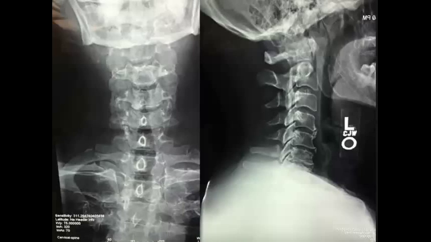The following is an illustrative case of cervical stenosis from ossification of the posterior longitudinal ligament, OPLL. This is a 56-year-old man who presented to the office with quadriparesis. He had had a 3 to 4 month history of numbness and weakness diffusely in his arms, legs, and hands.